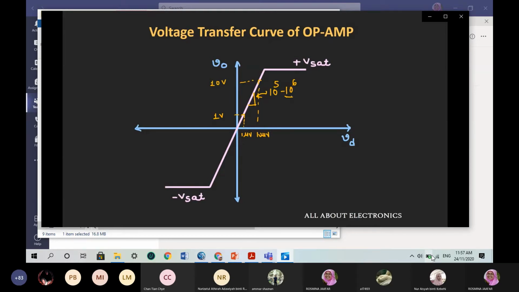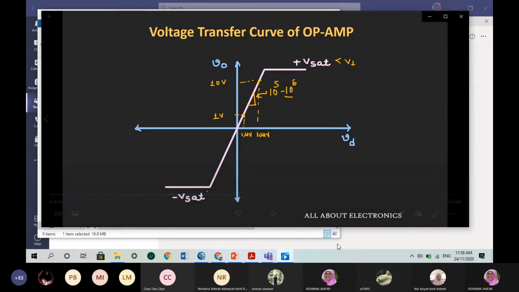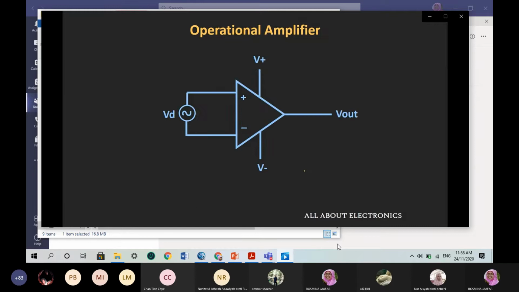But as we increase this input signal, you will find that after some value of input signal, the output gets saturated to the value plus Vsat, which used to be less than the positive biasing supply. So as soon as the input voltage goes beyond a certain value, the output gets saturated to the positive saturation voltage, and the same is true for negative input voltages. As soon as the input voltage goes beyond some threshold value, at the output you will get a negative saturation voltage.